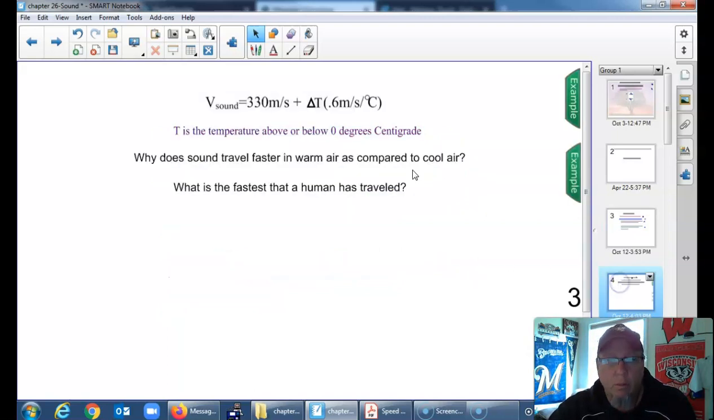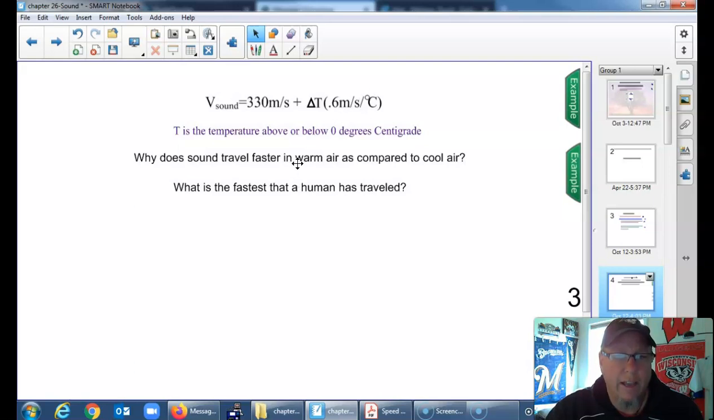Let's look at that formula for temperature, because here it is. If I want to adjust the speed of sound, because this is 330 meters per second at 0 degrees centigrade, this is the formula I'm going to use. For every degree it is away from 0, you're going to add 0.6 meters per second to it.